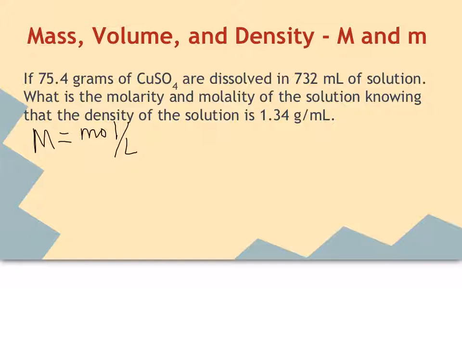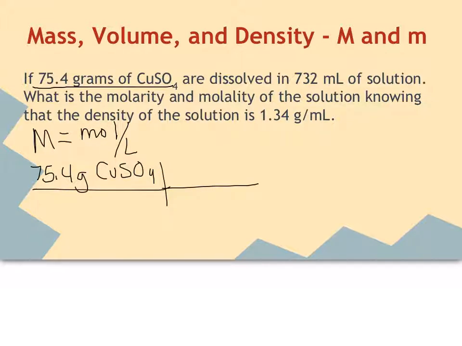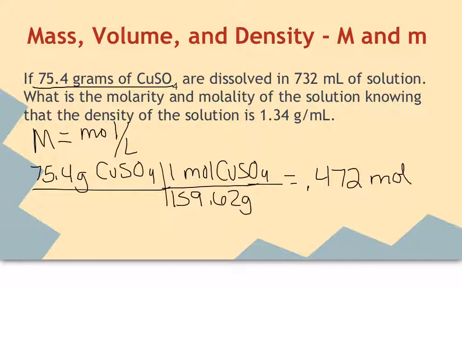And I can figure out the number of moles here because they told me the grams. So all I'm going to do is take 75.4 grams CuSO4 and take it over 1 mole. I know that 1 mole CuSO4 has a molar mass of 159.62 grams, and I come up with 0.472 mole.